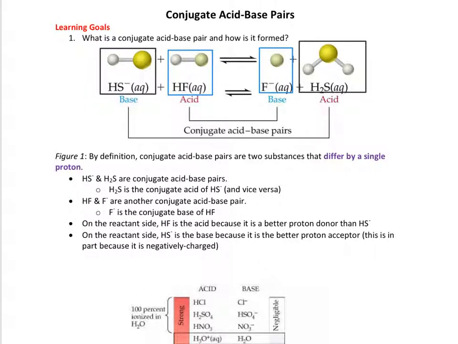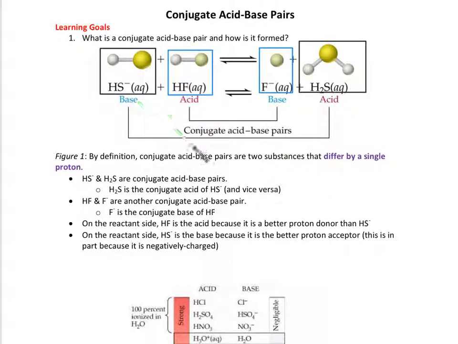In this tutorial, we want to learn a little bit about what conjugate acid-base pairs are and how they form. So if we take a look at figure 1, we see that by definition a conjugate acid-base pair involves two substances that differ by a single proton. So in this equation up above, there are actually two examples of conjugate acid-base pairs.